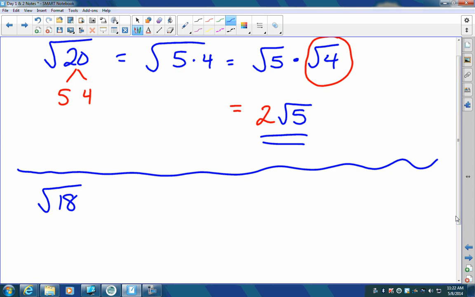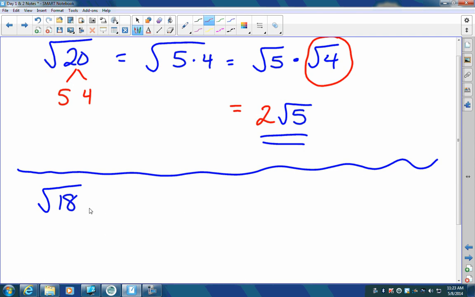Does the square root of 18 work out perfectly? Is that a perfect square? Is there a number times itself that gives you 18? 9 times 9 is 81. There's not. It's not a perfect square. But we can simplify it. See, I've lost about 5 of you right now.